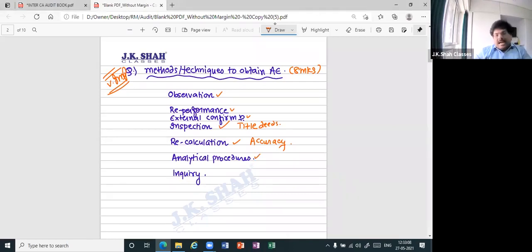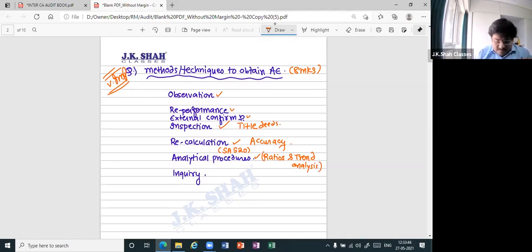Next is analytical procedures. Actually, analytical procedures are covered by SA 520, on which there is a separate chapter in your auditing syllabus. If you check, it will be chapter 8 if I'm not wrong. Analytical procedures in detail we'll do later. As of now, I'm just giving you a brief about it. It is basically ratios and trend analysis.